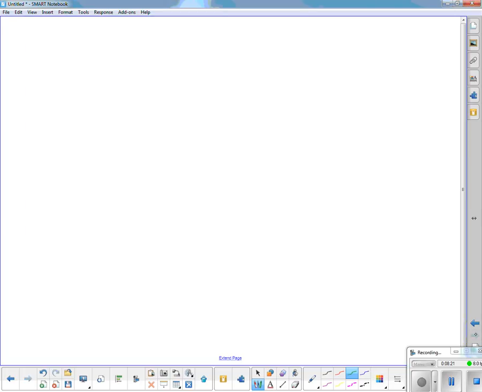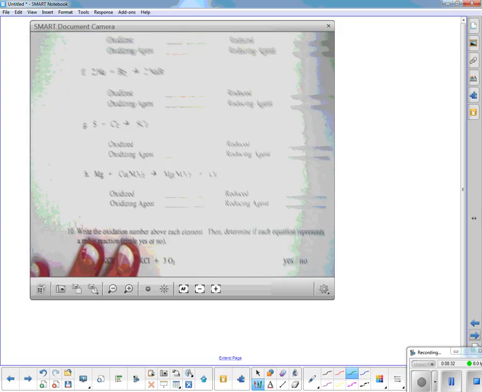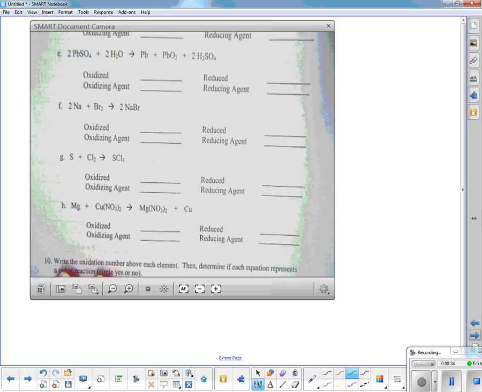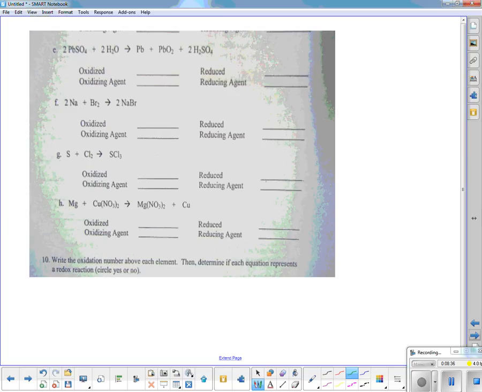All right, let's look at the back side here. I'm not going to go in order because I want to review ionic and net ionic with that too. So I'm going to, let's do E, and then I want to do H. So I'm going to have both of those up there.